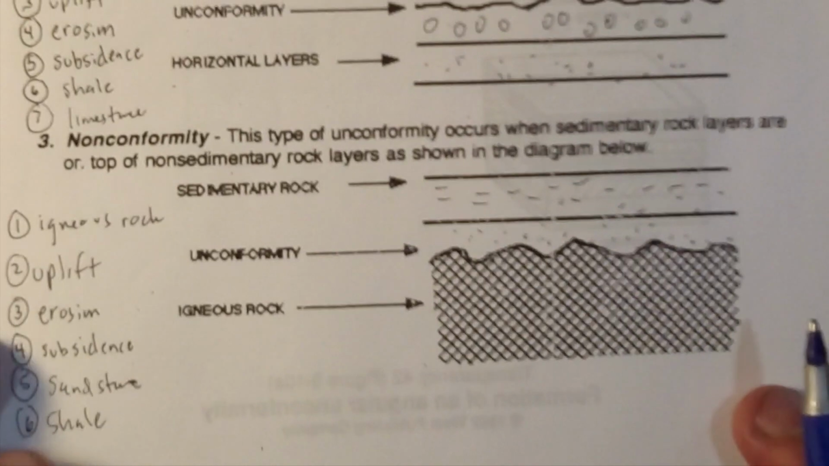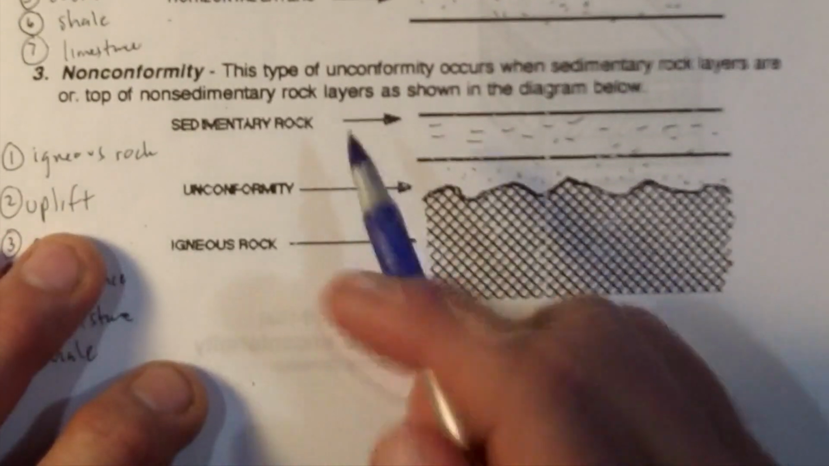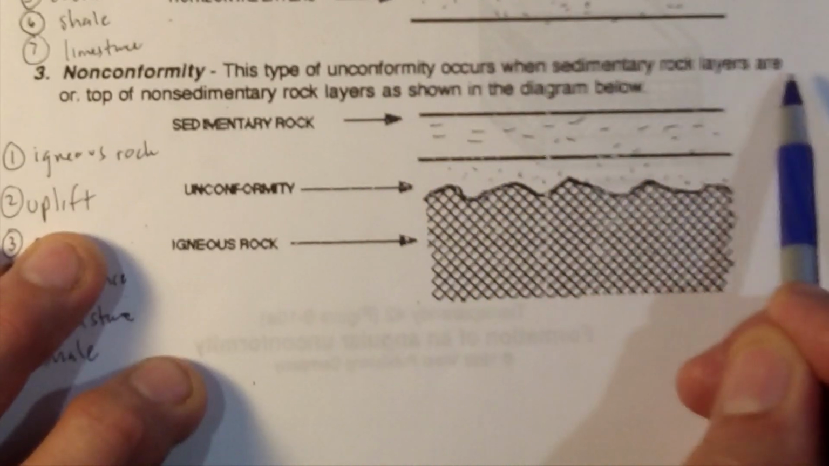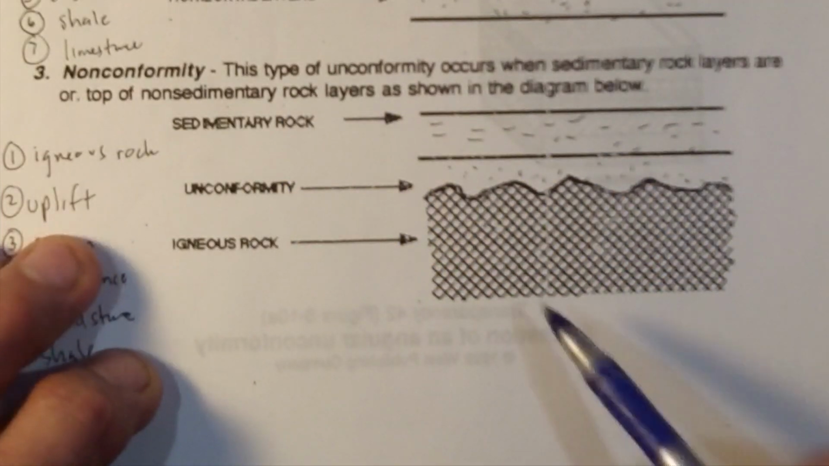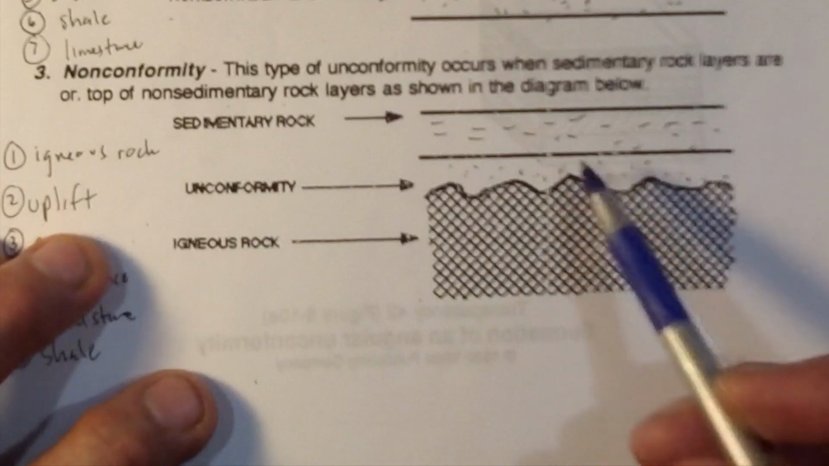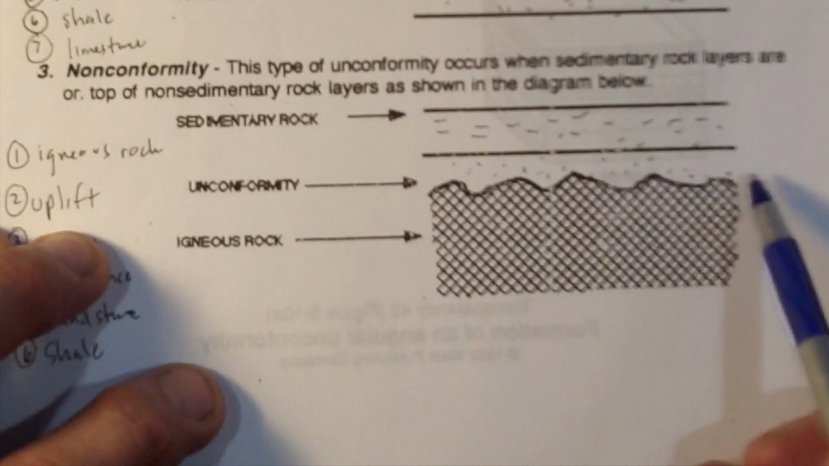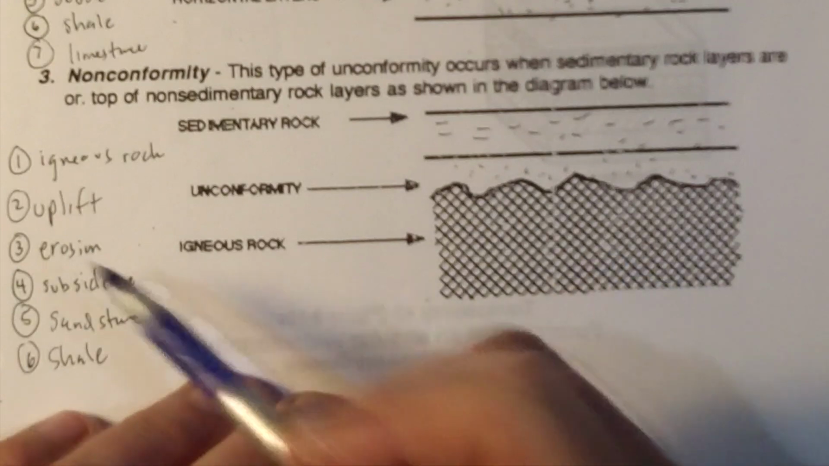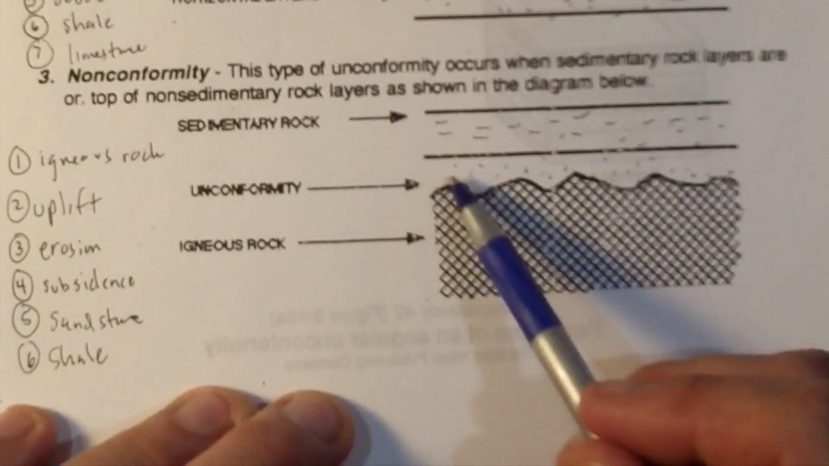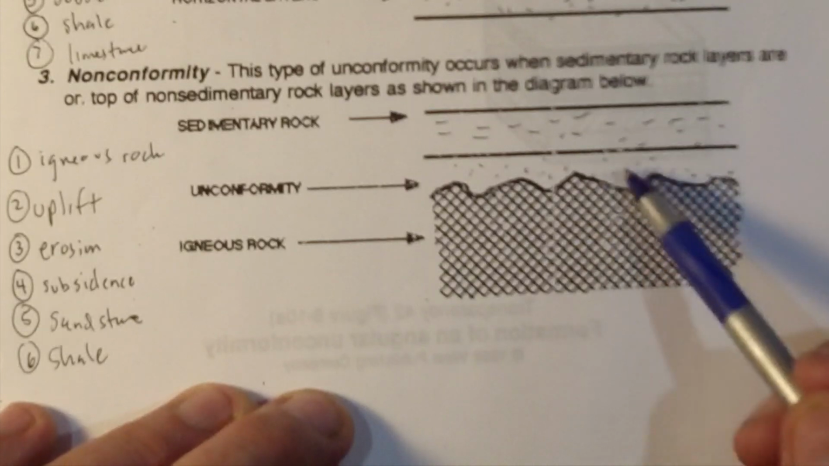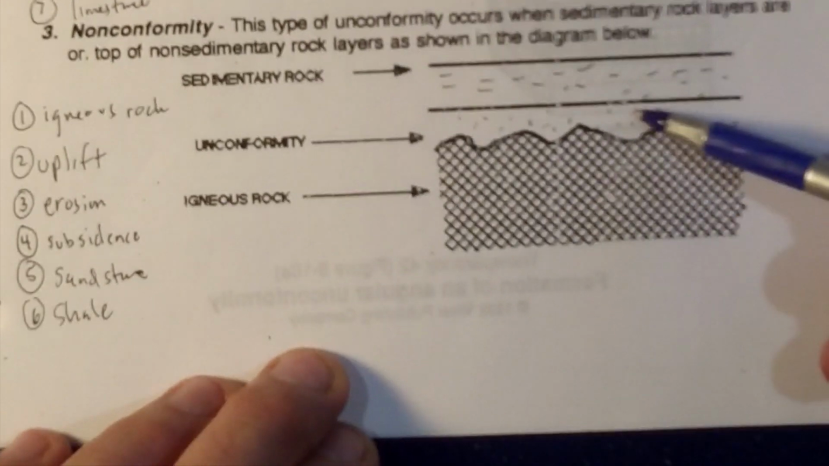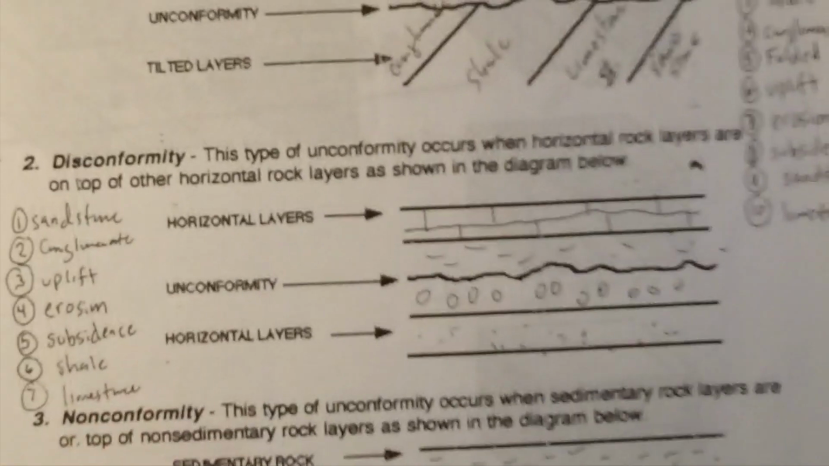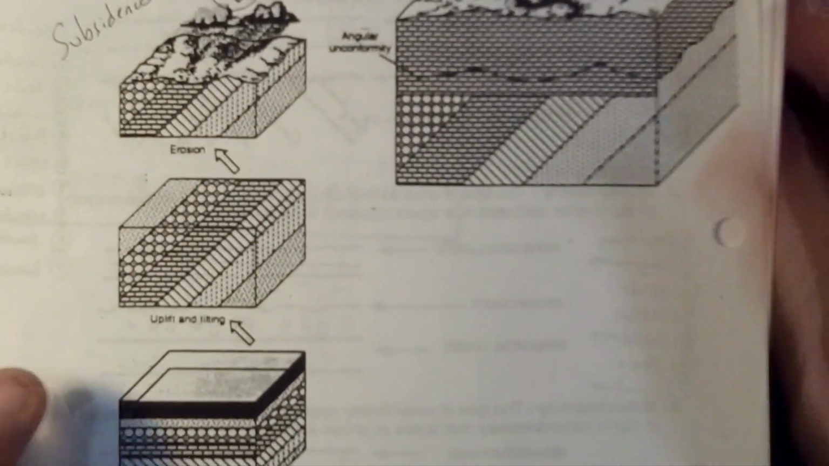Now we have the third type of unconformity. It's called a nonconformity. This type of unconformity occurs when sedimentary rock layers are on top of non-sedimentary rock layers, as shown below. So you can see we have igneous rock here, and there's that wiggly line. This means there was an erosional surface. So this igneous rock was definitely uplifted. After it was uplifted, it had some erosion happen to it, and we have some layers above it. That means there must have been a period of subsidence, and then we see some sandstone and some shale. You can kind of get an idea just looking at the picture from the bottom and working around.